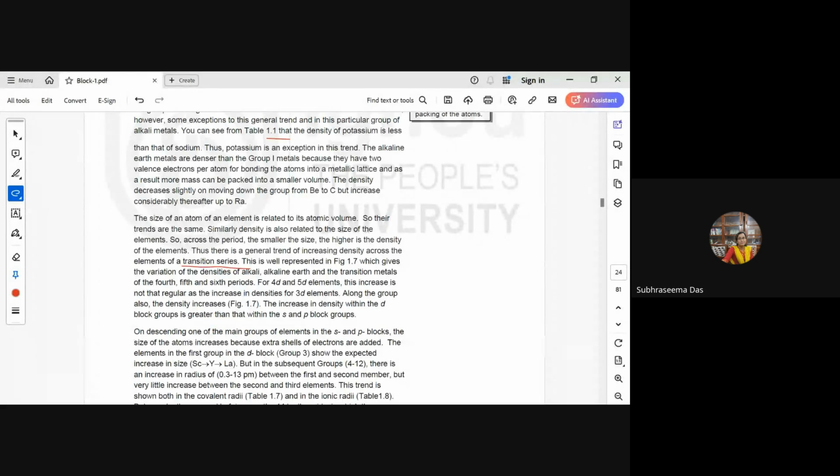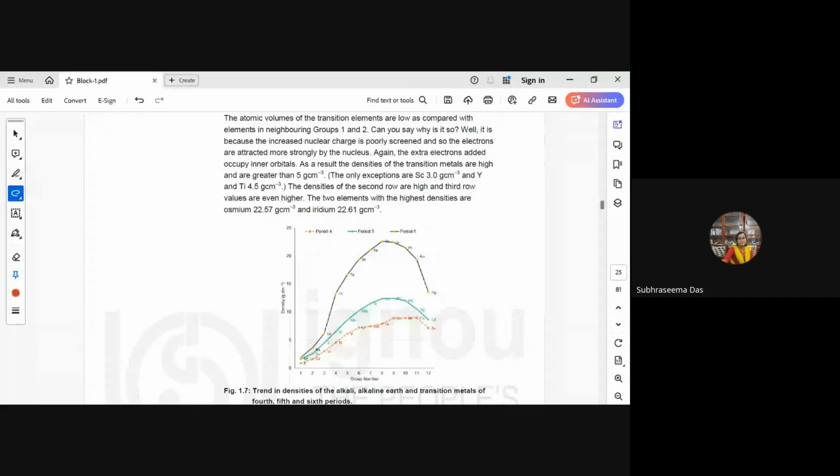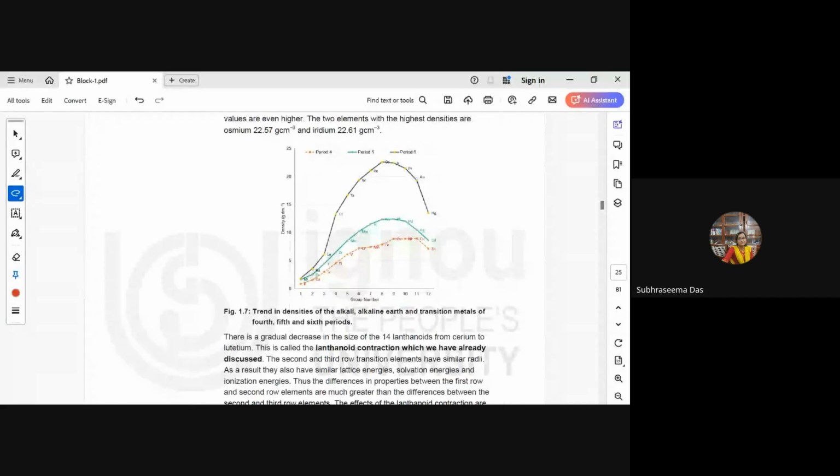Now we know that in the transition series the size decreases, and as a result the atomic density is high, which we can mark from figure 1.7. It shows the various trends in the densities of the alkaline earth metals and the transition metals, and how the atomic density varies with the corresponding group number.